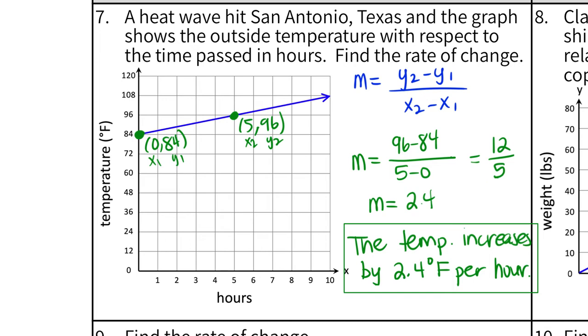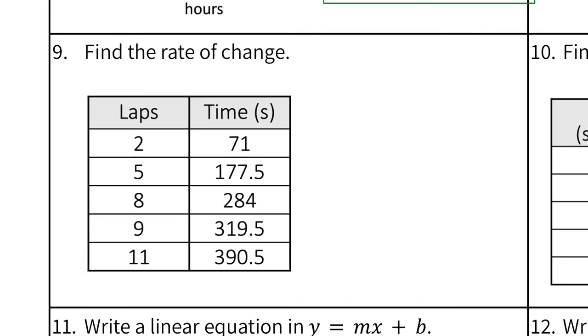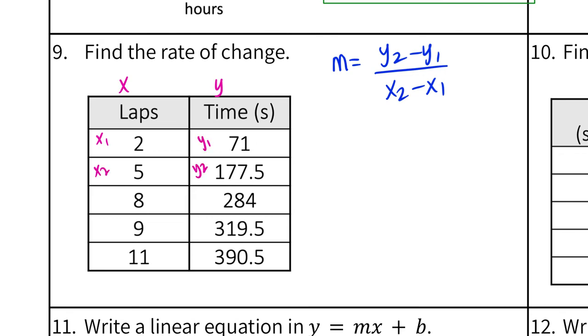Okay, so now the next one, it's going to be another rate of change problem, but this time it's going to be from a table. I know there's no labels, but we always know that the left side is x and the right side is y. So same formula from above. We're going to be doing y2 minus y1 over x2 minus x1. So just to keep it simple, I'm going to use the first 2 points. So x1, x2, y1, y2. We're going to plug it into the formula.